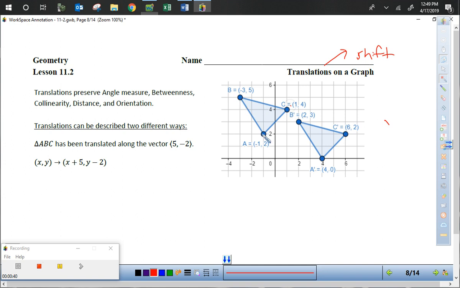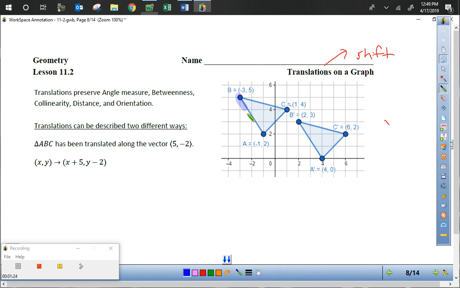Okay, so you'll notice the point here is at the top left of this triangle. Well, the point is still at the top left. Okay, so when we shift something, we keep the same size, same shape, and really the same direction. And that's what's different today. Now, we can describe translations in two different ways.